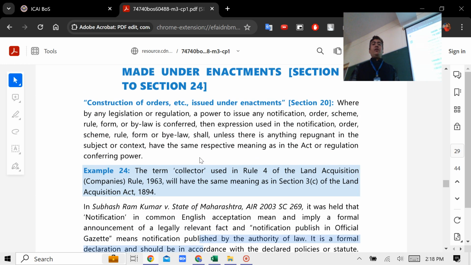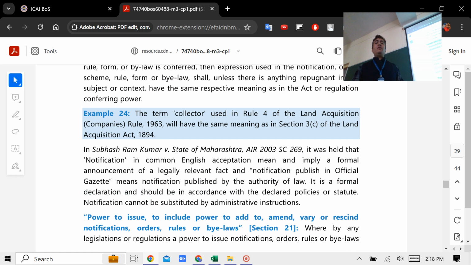So here are a few cases I want to read. First of all, Subhash Ram Kumar versus State of Maharashtra, Supreme Court, 2003. It is in support of Section 20. It was held that notification in common English parlance means and implies a formal announcement of a legally relevant fact, and notification published in the official gazette means notification published by the authority of law. It is a formal declaration and should be in accordance with the declared policies or statute. Notification cannot be substituted by administrative instructions. So here they have tried to explain the word normal notification and notification published in the official gazette. These two should not be considered the same, they are different. That's what the point is trying to say.